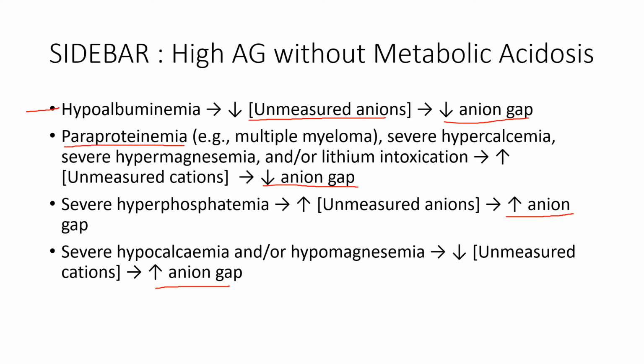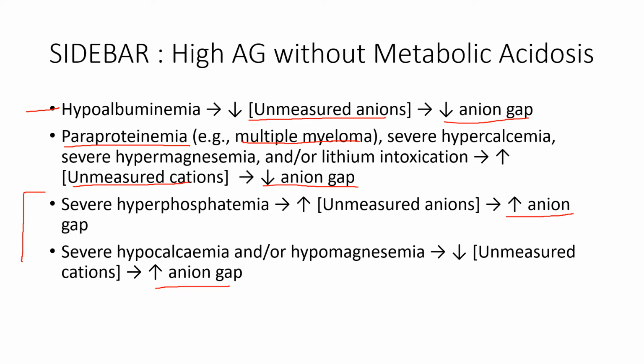There's paraproteinemia, so a lot of proteins with things like multiple myeloma, which increases the amount of unmeasured cations. And if you decrease the unmeasured anions and if you increase the unmeasured cations, you actually decrease the anion gap.